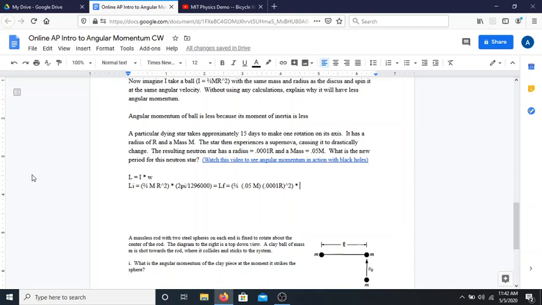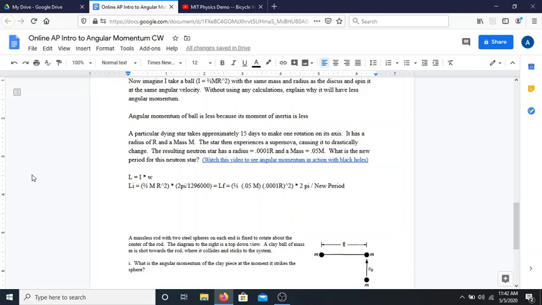Now, when all is said and done, we want to find the new period, which basically means how long it takes to go around once. So we can go back and use the definition of angular velocity, where the period we're looking for is in that formula. Instead of the new angular velocity, we're just going to say 2 pi divided by the new period, because that's all it is.